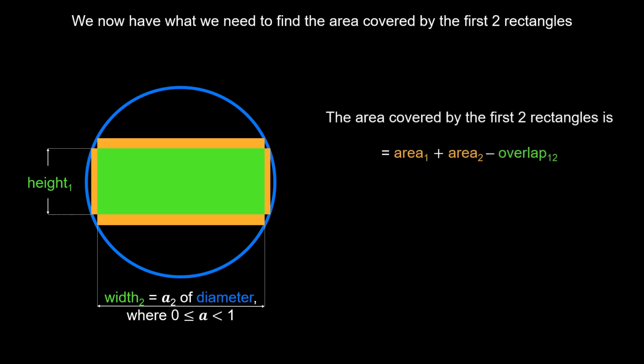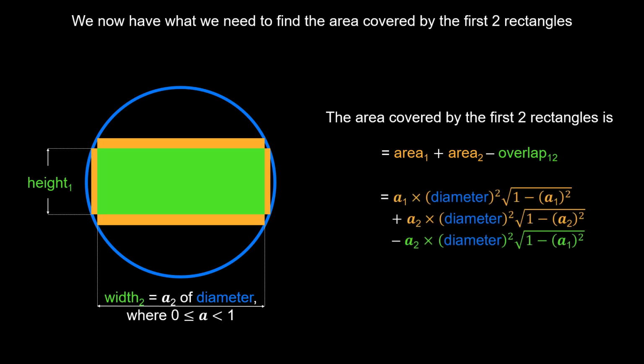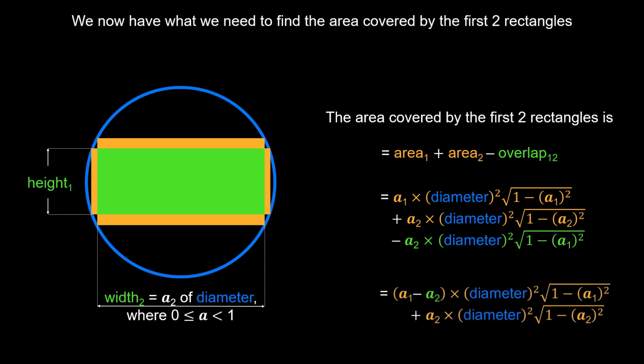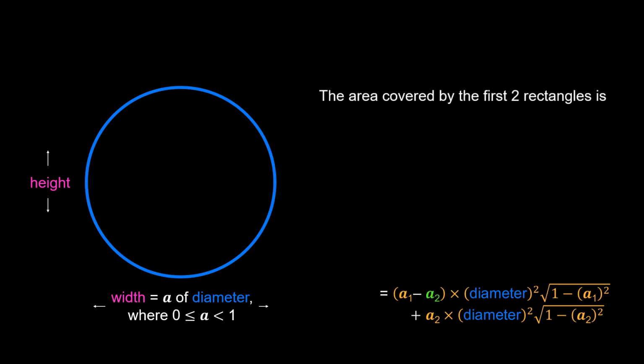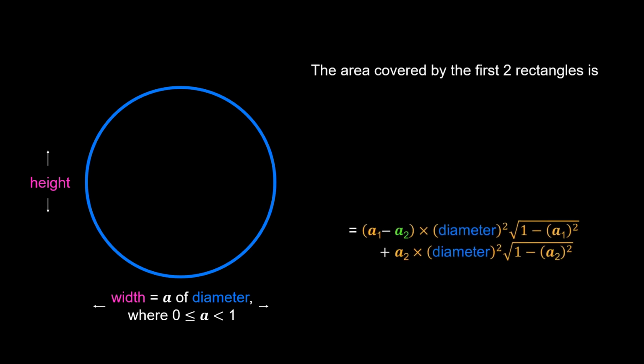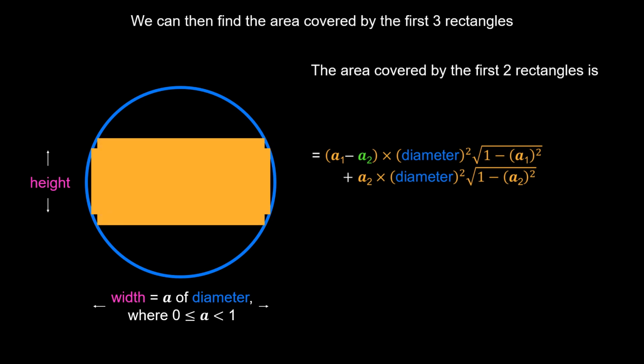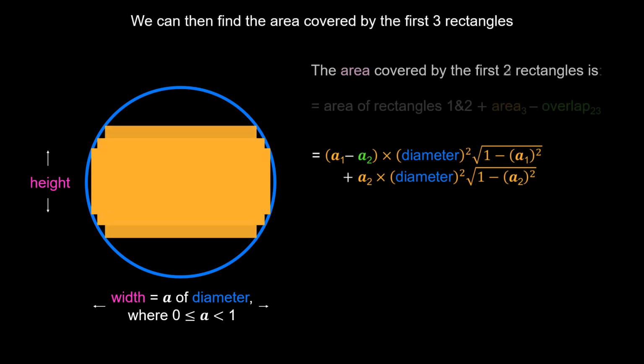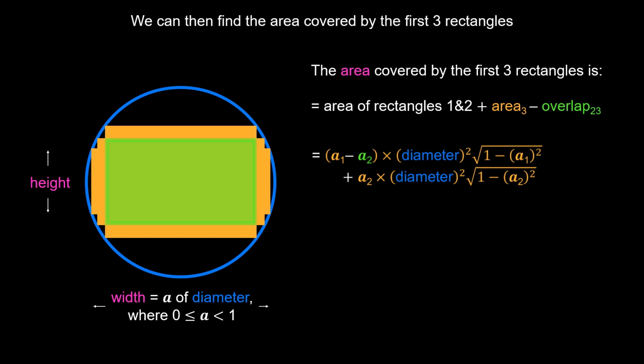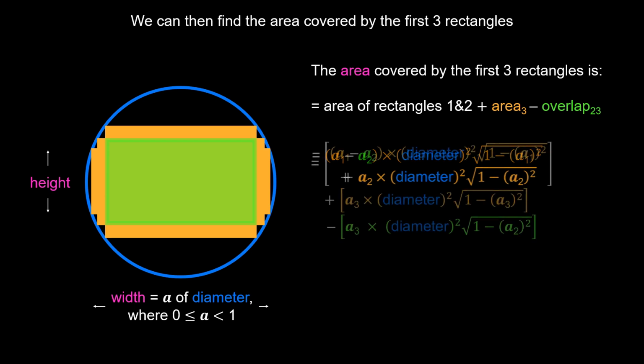We now have what we need to find the area covered by the first two rectangles, and that is the area of rectangle 1 plus the area of rectangle 2 minus their overlap. We can then find the area covered by the first three rectangles, which will be the area of rectangles 1 and 2, plus the area of the third rectangle minus the overlap of the second and third rectangle.